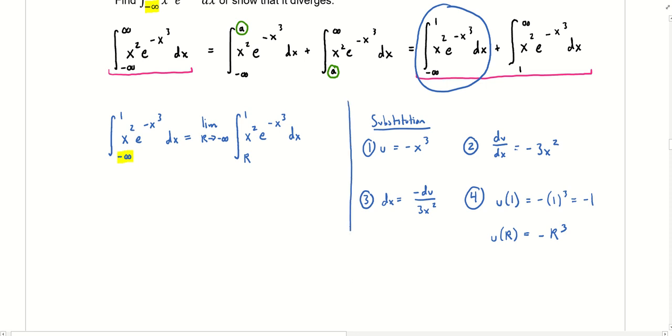Okay, so I've done my substitution, so let's see what that looks like. So this is going to be, still haven't done my limit, the limit as r goes to negative infinity of, okay, what happened with our substitution? So x squared stays the same. I have e to the u now. And my dx has become negative du over 3x squared. And my limits of integration, don't forget those as well. Now I'm integrating from negative r cubed to negative 1.